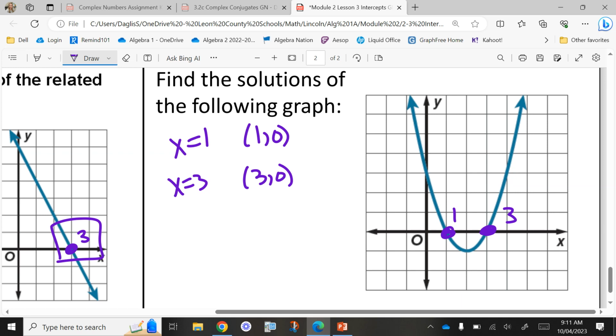All right. Questions about intercepts or positive and negative? We will practice with this tomorrow. Okay, keep it out. Let's stamp.